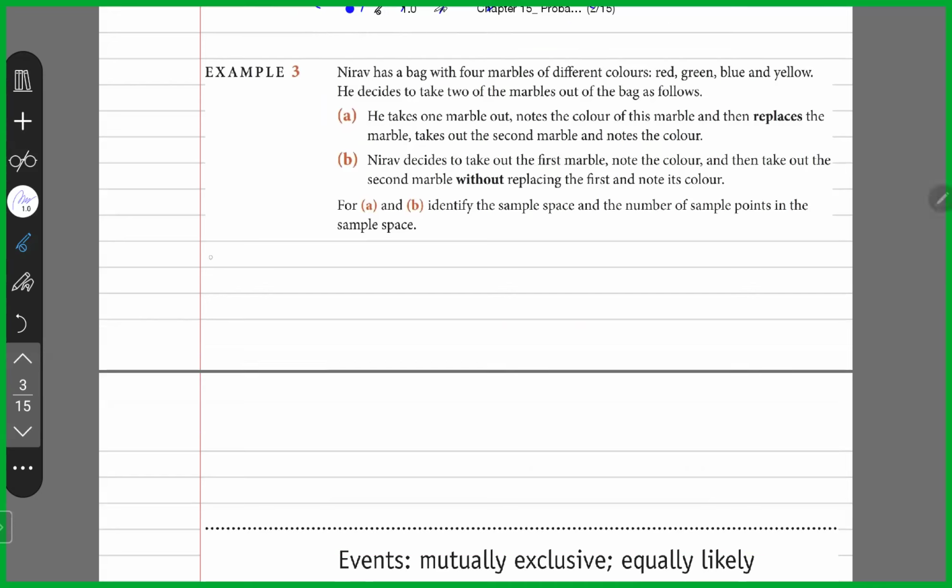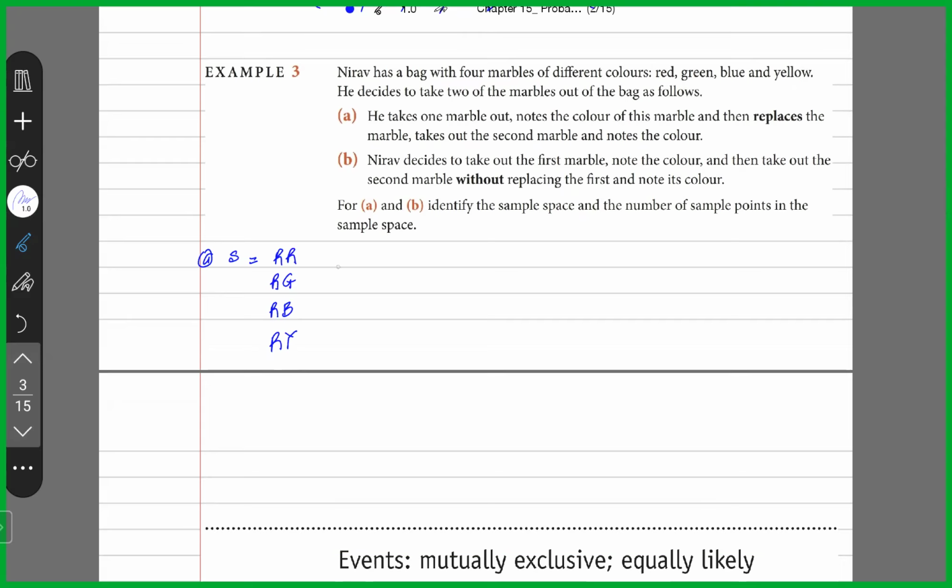So for A, the sample space S could be red, red. Now it's possible to get 2 reds because he took the marble out, noted the color, and then put it back. So I could dip again in the bag and still come up with the red again. So I could get red, red. You could get red, green. You could get red, blue. And you could get red, yellow. These outcomes are if the first color that I draw is red.